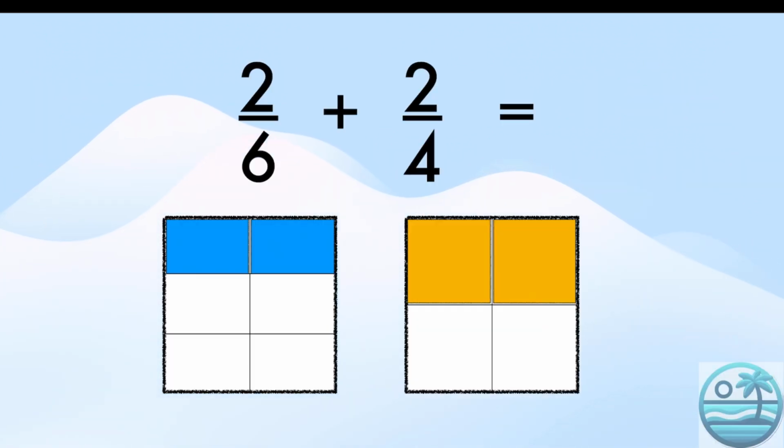Here we have 2/6 plus 2/4. This picture shows that I can't take these 2/6 pieces and put them in with the square that's cut into fourths. We need to figure out how to divide both of these into the same number of pieces so that they can be added together.